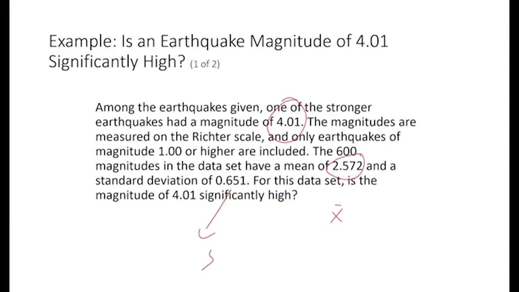Now, for this data set, is the magnitude of 4.01 significantly high? That's the information we need to find out. Is 4.01 significantly high? Is the chance of this magnitude of earthquake happening extreme? That's what we need to answer.